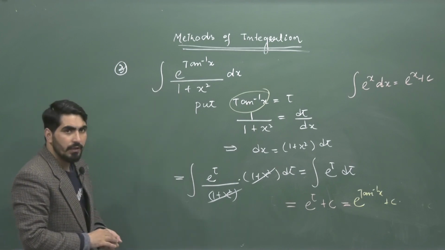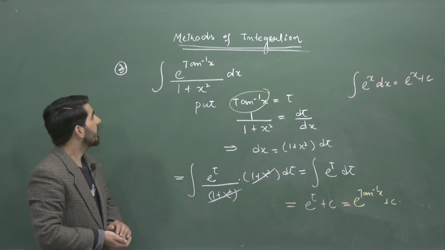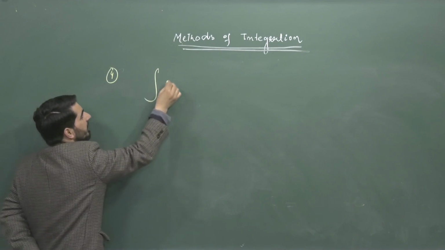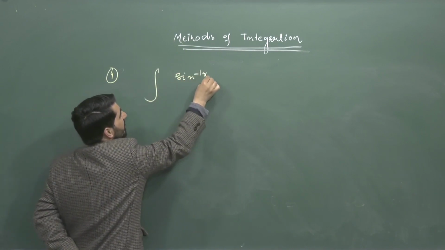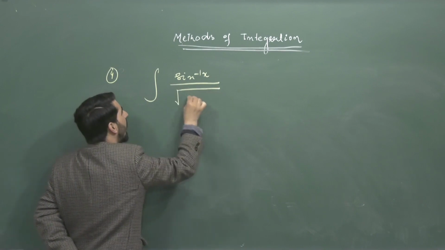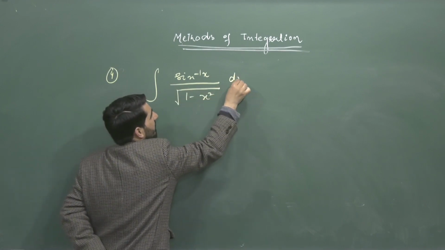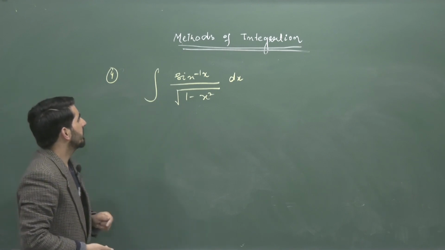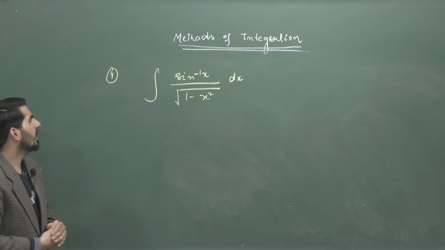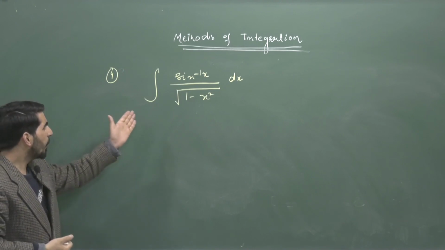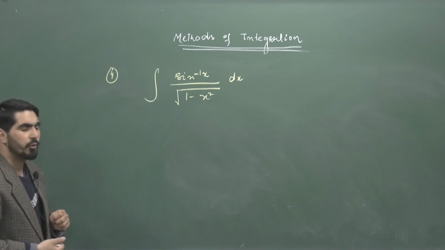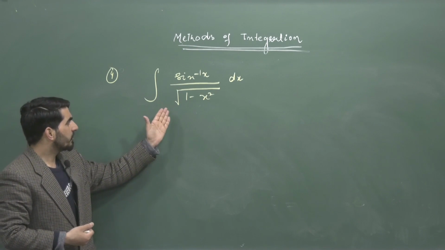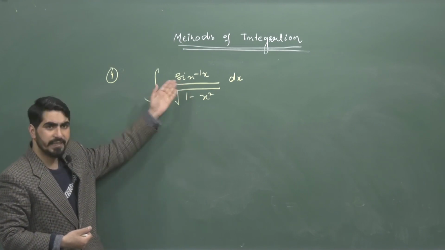Now let's take example number 4 related to the same concept. Integrate sin inverse of x divided by square root of 1 minus x square dx. We have to integrate this function. Now, if we put square root of 1 minus x square is equal to t, as we know that there is no differentiation of the square root of 1 minus x square, so that we will get sin inverse of x.